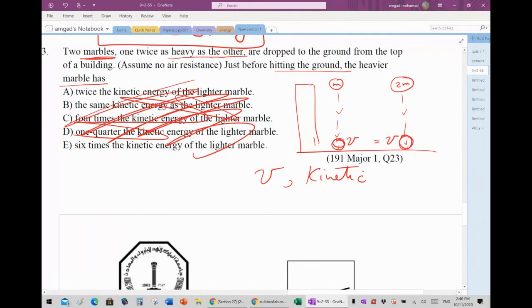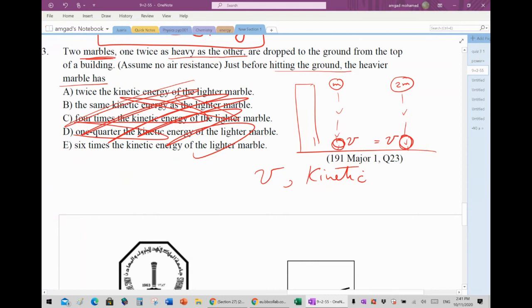Why? Because it's a free fall. Speed depends on what? That's a free fall. The free fall does not depend on the mass. V square equals V initial square plus 2gh. Where is the mass here? There is no mass. The final speed depends only on the initial speed, which in our case is 0. So it depends only on the height and the gravity, of course. As long as they are dropped from the same building, they have the same height, so they will have the same speed. Okay, that's a good point.